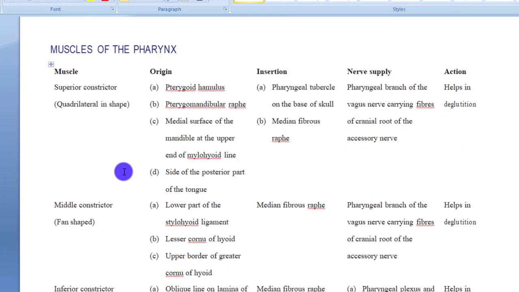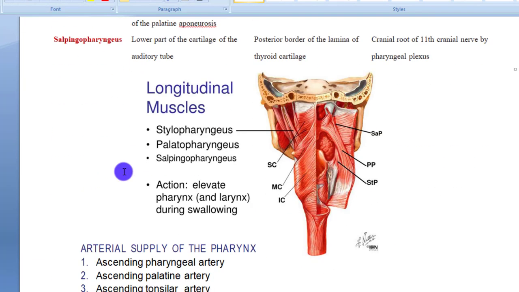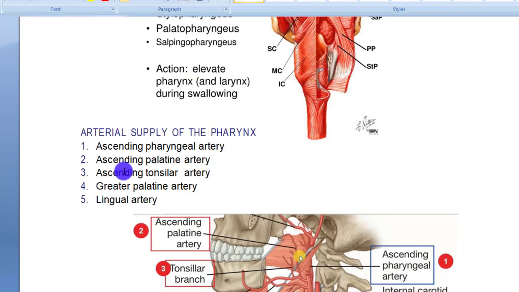In the next lecture we will discuss the muscles of the pharynx. Then we will discuss the blood supply, the venous drainage and the nerve supply of the pharynx, and that will be the end of the lecture.